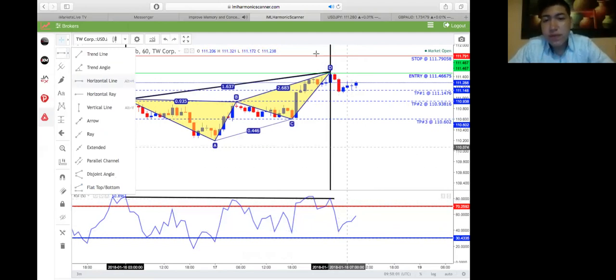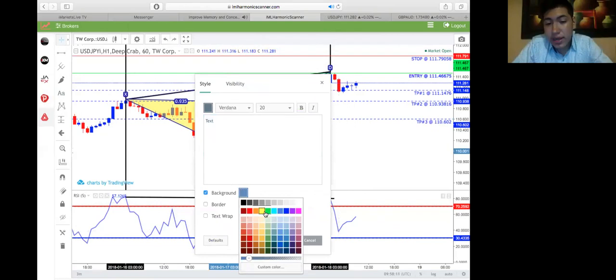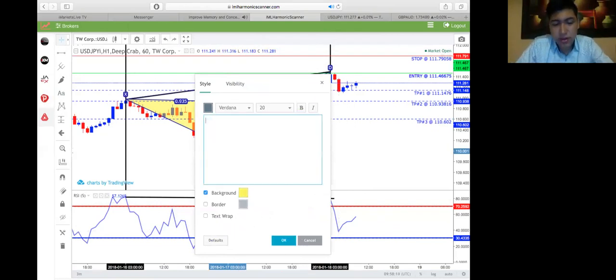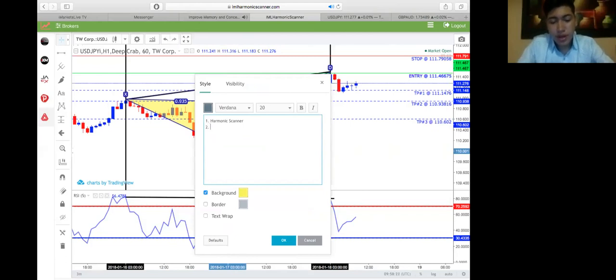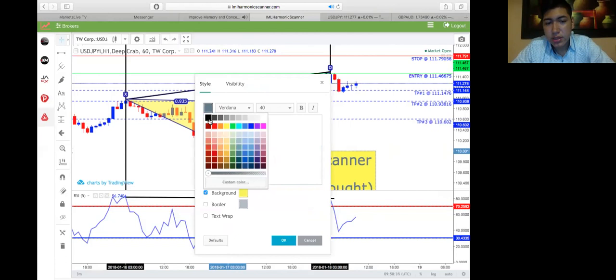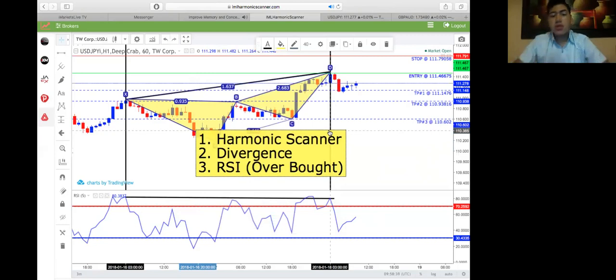So right now I have three confirmations. What are my confirmations? So quick, let's type them in. My first confirmation is what? Obviously the harmonic scanner. Perfect. So one is gonna be harmonic scanner. Two is gonna be divergence. Three is gonna be RSI indicating an overbought level. So right now I have three confirmations of a sell, right? What's gonna be my fourth confirmation?